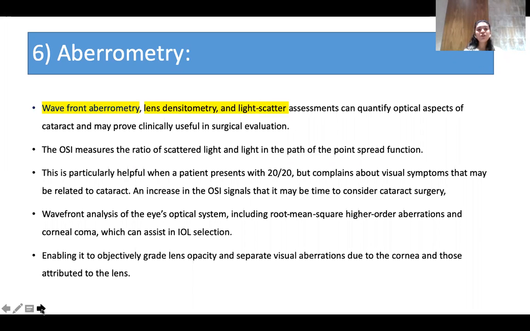So in situations when you have a patient who presents with a 20/20 vision but complains about visual symptoms that may be related to a cataract, when you subject this patient to an aberrometry, you may have an increased OSI signal. It may show increased internal aberrations, which means that this patient may not have a clinically significant cataract, but doing an early cataract surgery is going to help him achieve a better quality of vision. This is also very important in post-refractive surgery patients. Let us see why in the next slide.